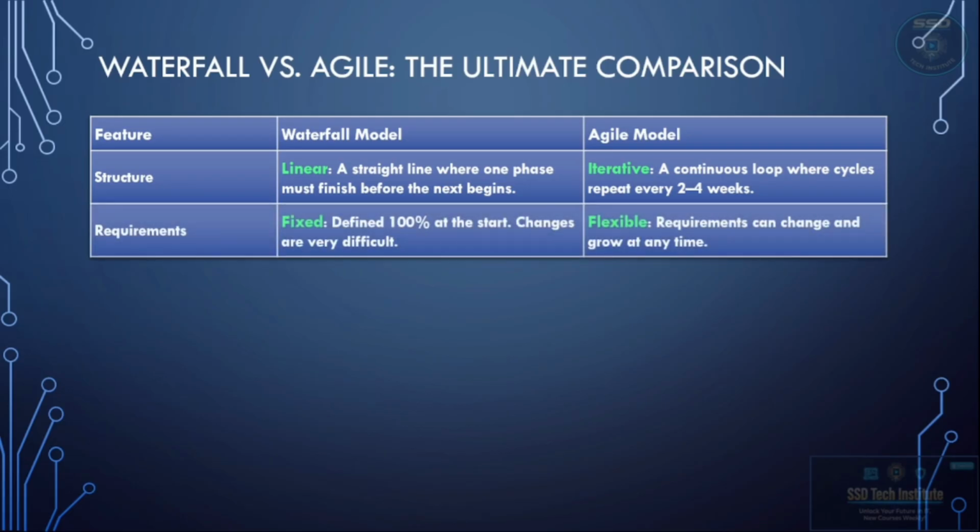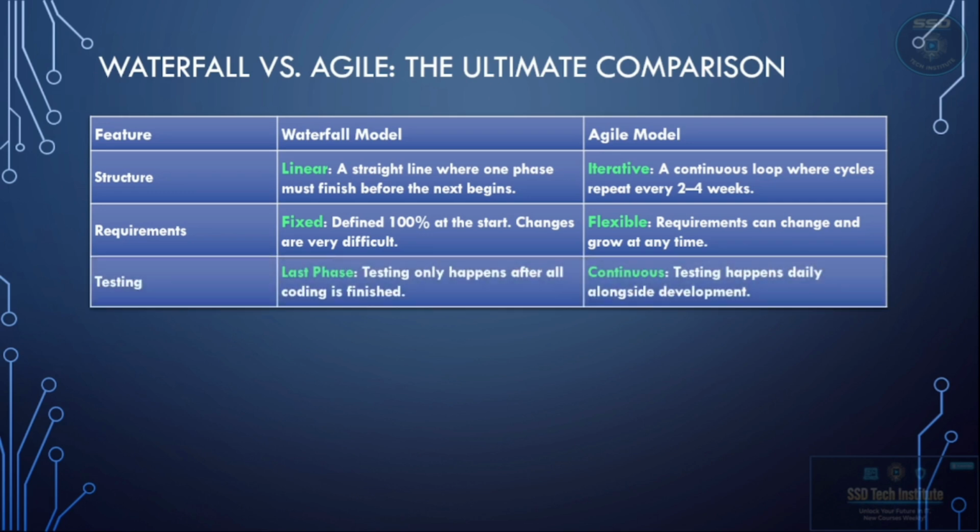In the requirement phase, in the waterfall model, everything is fixed. You define 100% of the plan at the start, and changes later are very difficult. In agile, the requirements are flexible. They can change and grow anytime based on the customer's needs.